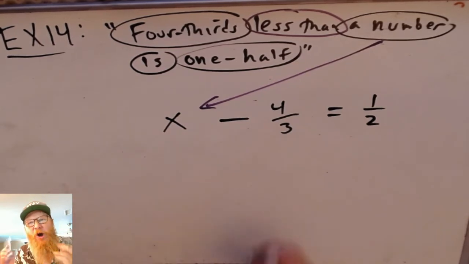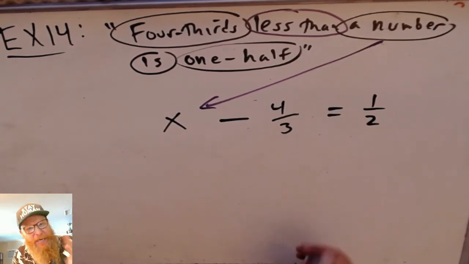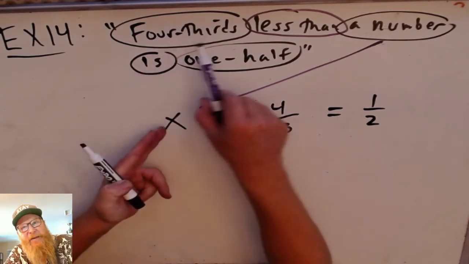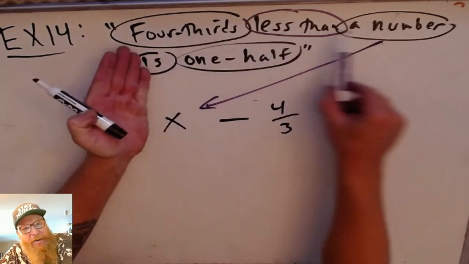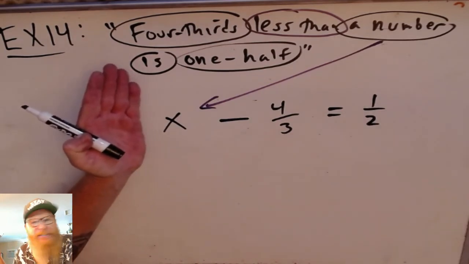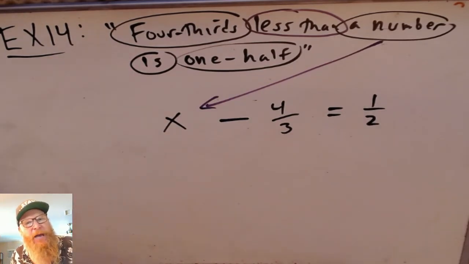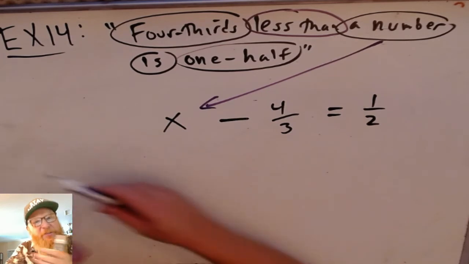The most common mistake is exactly what I keep saying: reading 4/3 less than and writing 4/3 minus, because that's the way it reads in English, and that's not the way it translates in mathematics. You have to reverse it.